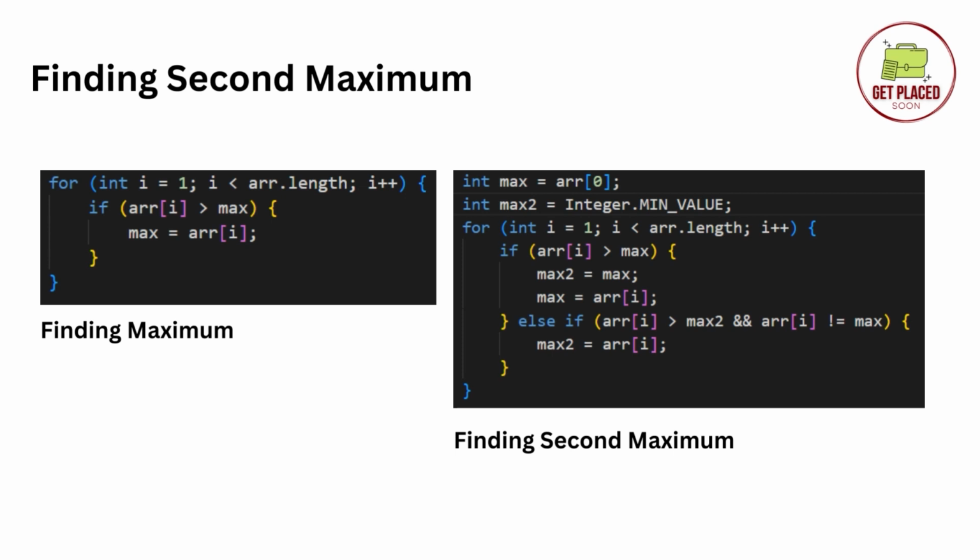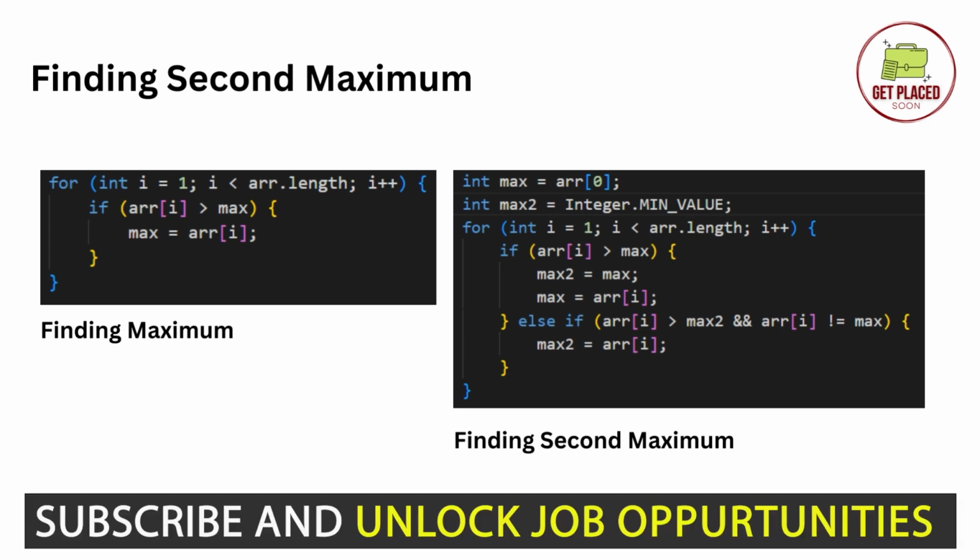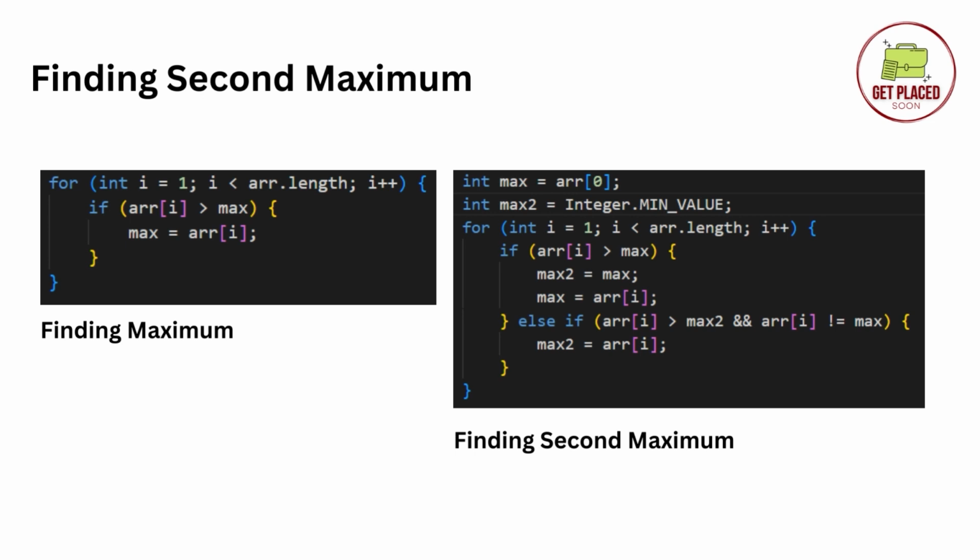Did you get my point? We update max2 to max, and we update max to the ith value. I hope you understood the if statement. Now we are going to the else if part. In the else if part, we are checking if an element is larger than max2 and not equal to max. In this case, we will update max2 to the new second largest value. So in case the largest value appears more than once, just because it's a loop, it will update accordingly. So this is how we find maximum and second maximum.